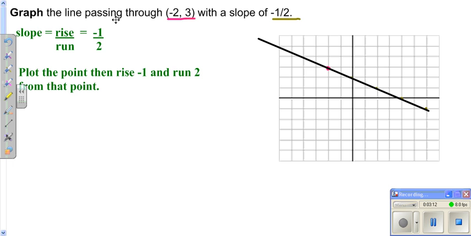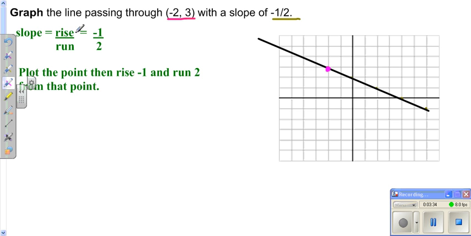So here you're asked to graph a line that goes through this point and has this slope here. So you're going to mark that point first. So you go 2 to the left and 3 up. Then your slope is negative 1/2. You know slope is rise over run, so rise over run equals negative 1 over 2.